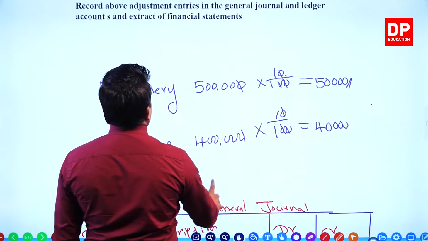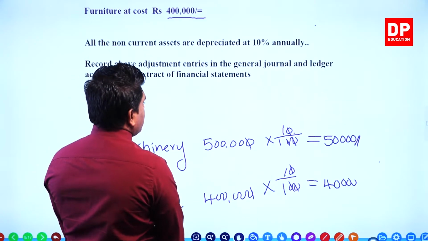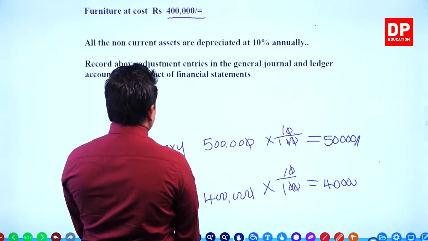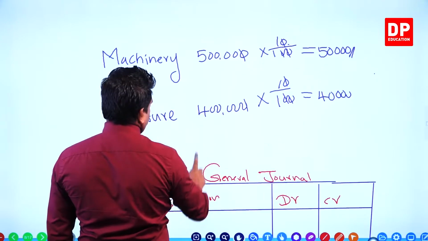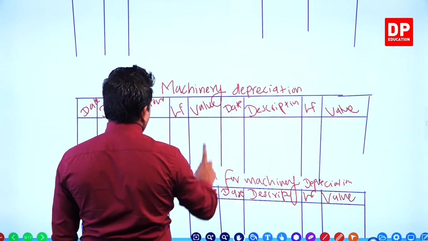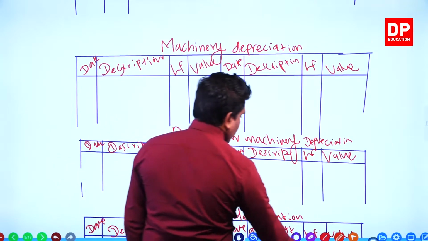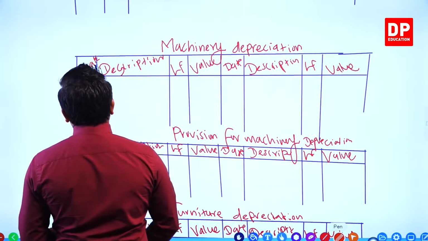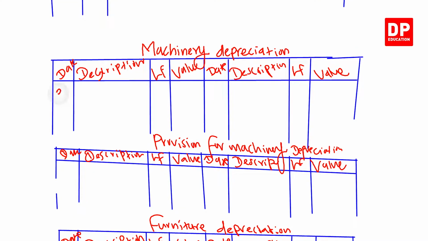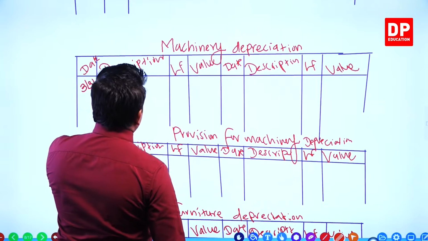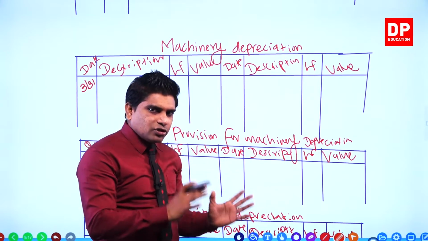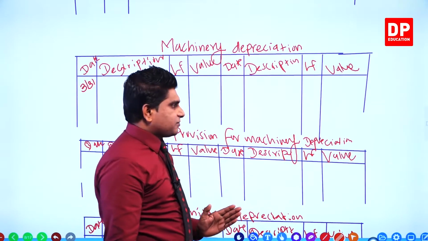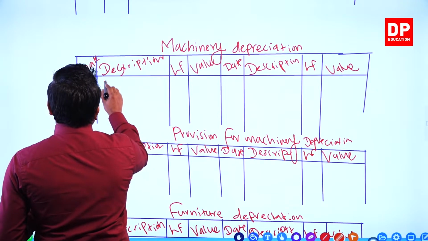Okay, now you take the first. First one is what? Machinery depreciation, annual is 10%, then 50,000. The other one is 40,000. First we do the machinery. What's the double entry? Remember, we do this one at 31st March. Machinery depreciation is an expense account, so it comes to the debit side. Provision for machinery, credit.